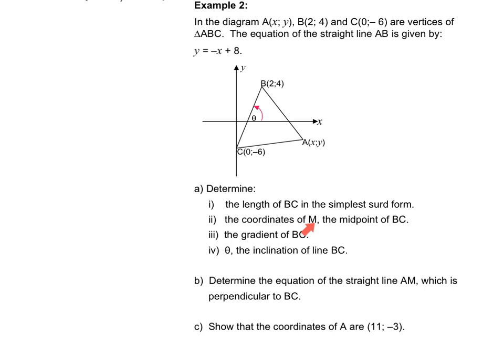Question A, we have to determine the length of BC in the simplest surd form. Then the coordinates of M, the midpoint of BC, then also the gradient of BC, and then we have to determine theta, the inclination of line BC. Then for question B, determine the equation of the straight line AM, which is perpendicular to BC.